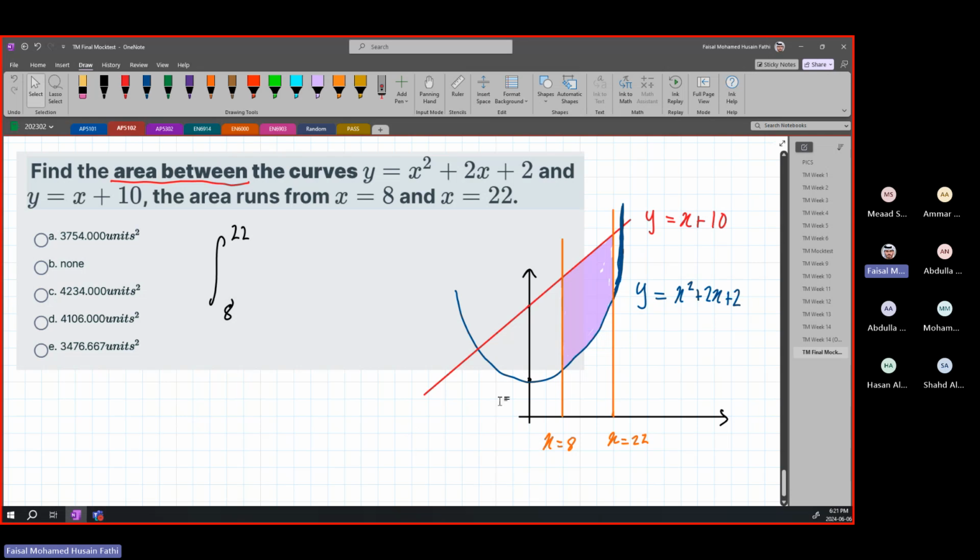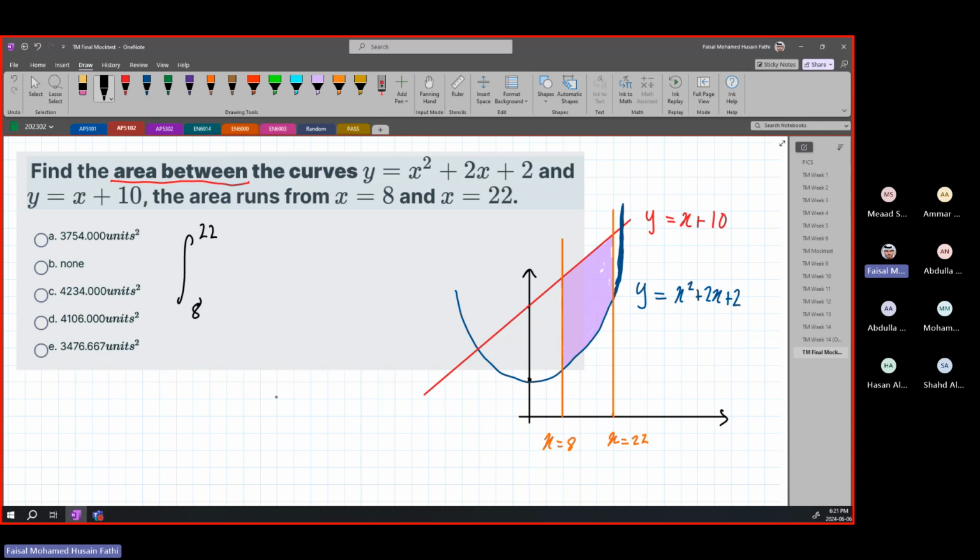But what about the curves? How do you find the area of two curves like this? The way you find area of two curves is you do the upper one minus the lower one. In this case, we have x plus 10 as the upper one and x squared plus 2x plus 2 as the lower one. But again, it doesn't matter the order, and I will explain why in a bit. So let's just say we do it in order, the first one we look at. So it's going to be the integration of x squared plus 2x plus 2 dx minus the integration from 8 to 22 of the second one, which is x plus 10 dx.